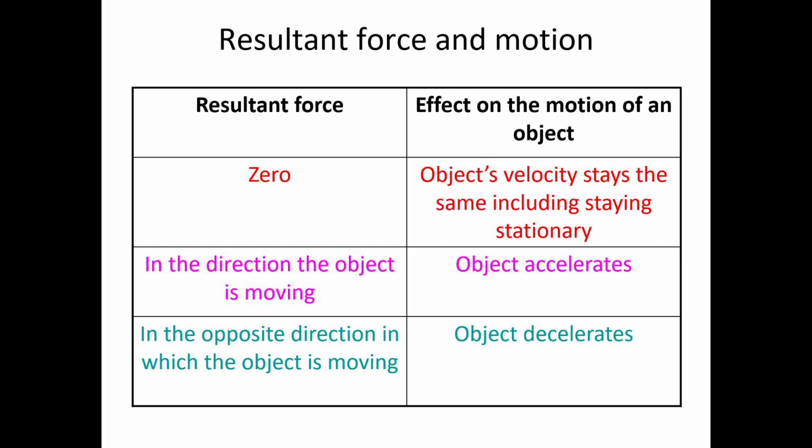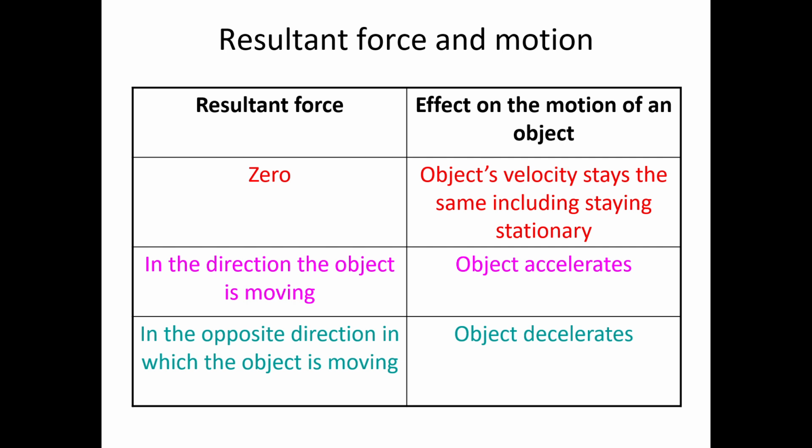So if you threw something in space from the space station, then that would just go at constant speed forever, until it hits something else, because there's no friction or very little friction in space. If the resultant force is in the direction that the object was already moving, then it will accelerate, and critically, if that force is in the opposite direction to which the object's moving, then it would decelerate.